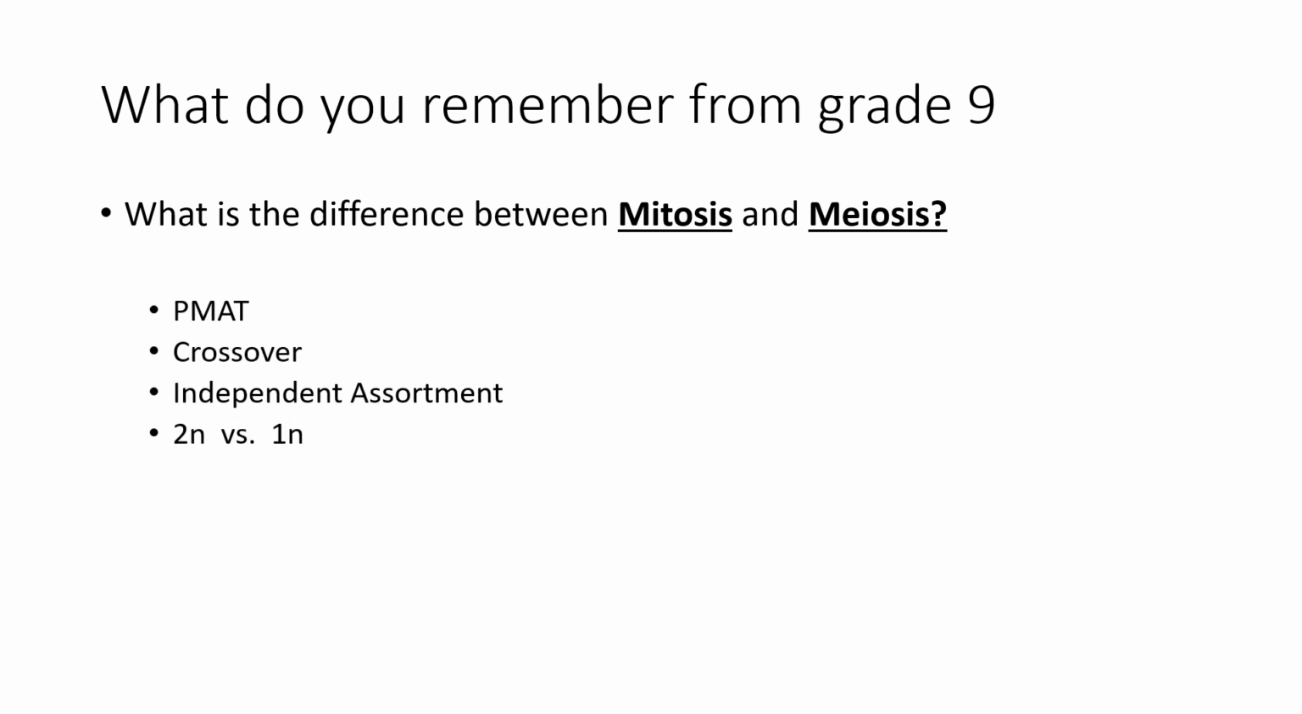But hopefully you came up with a few things like this. Both of them have PMAT, or prophase, metaphase, anaphase, and telophase. The only thing is that mitosis does PMAT once and meiosis does PMAT twice. And thankfully it's just called prophase 1, metaphase 1, anaphase 1, telophase 1, prophase 2, metaphase 2, anaphase 2, telophase 2.